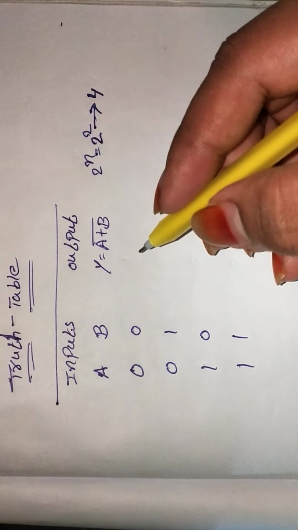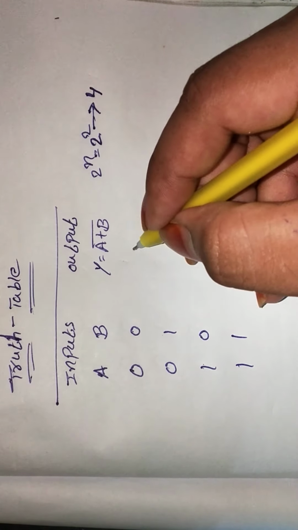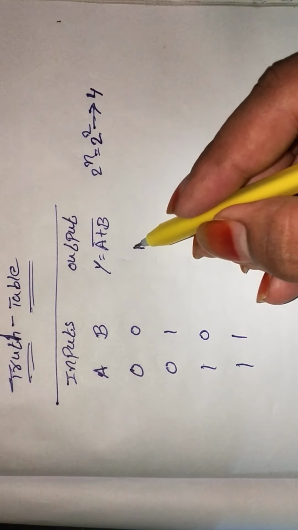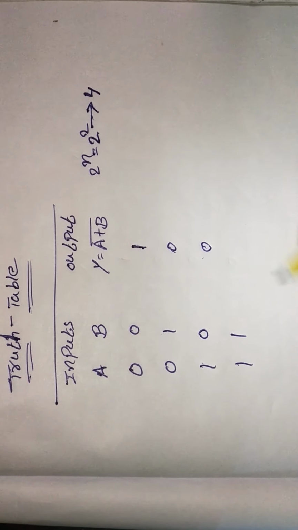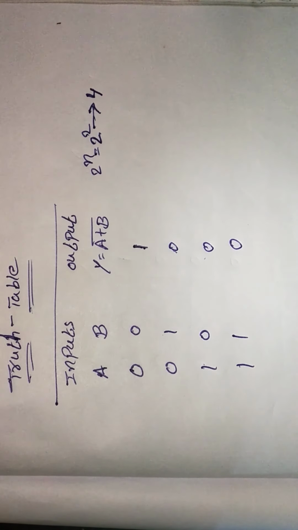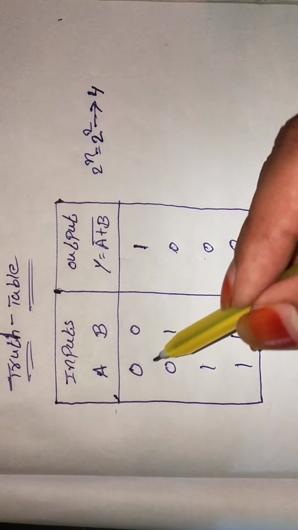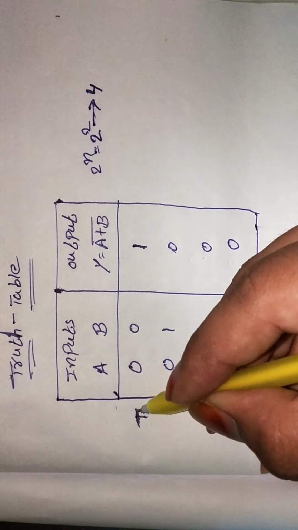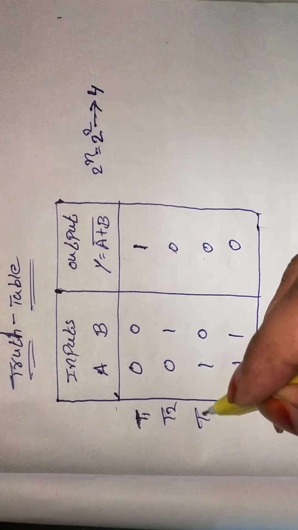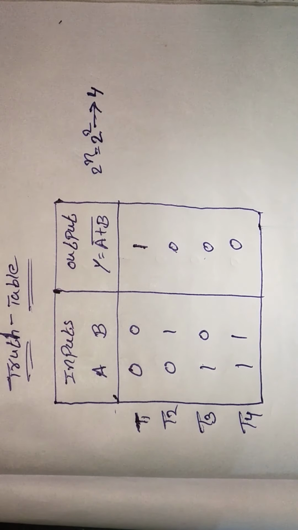In general the addition 0 plus 0 equals 0, but here the complement of addition is 1, opposite of the OR gate. 0 plus 1 gives 0, 1 plus 0 gives 0, 1 plus 1 gives 0. This is the truth table of the NOR gate. In this truth table we have 4 different combinations, so the time will be taken as 4 different times: T1, T2, T3, T4.